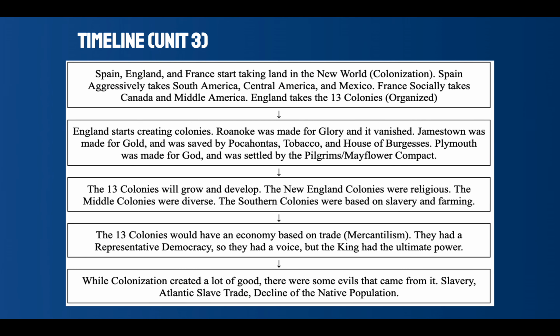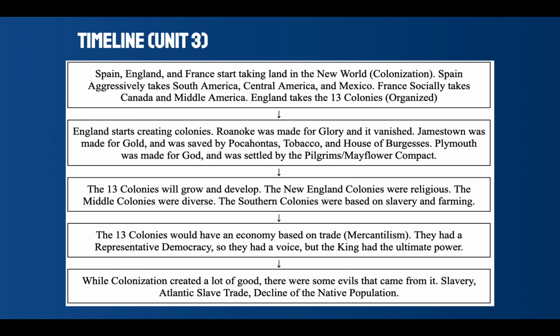Unit 3 is this expansion into the New World. We see Spain, we see England and France taking land in the New World. The unit will then zoom into the English colonies: Roanoke, the lost colony that vanished; Jamestown, that's where we see the story of Pocahontas, cash crops like tobacco, the House of Burgesses; and then the Plymouth colony, the Pilgrims settling and signing the Mayflower Compact.